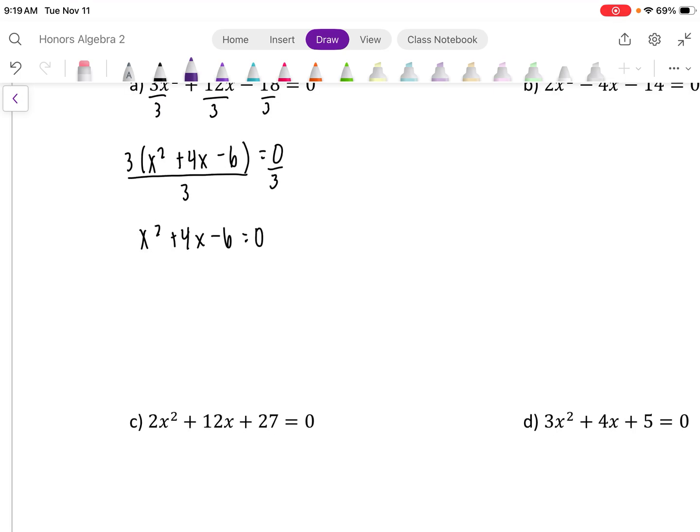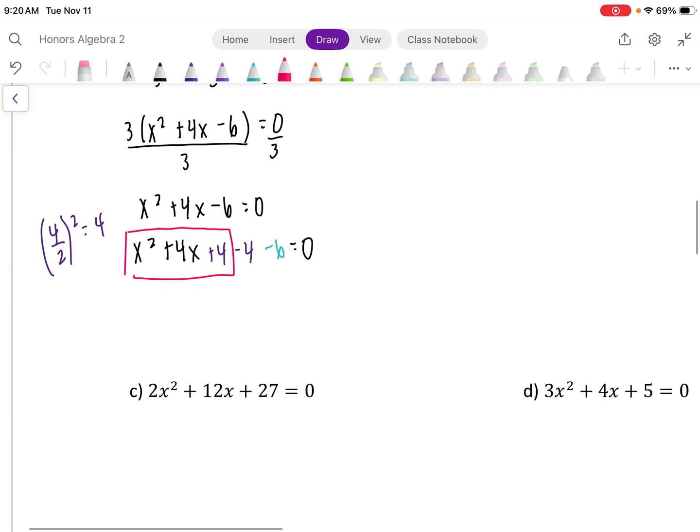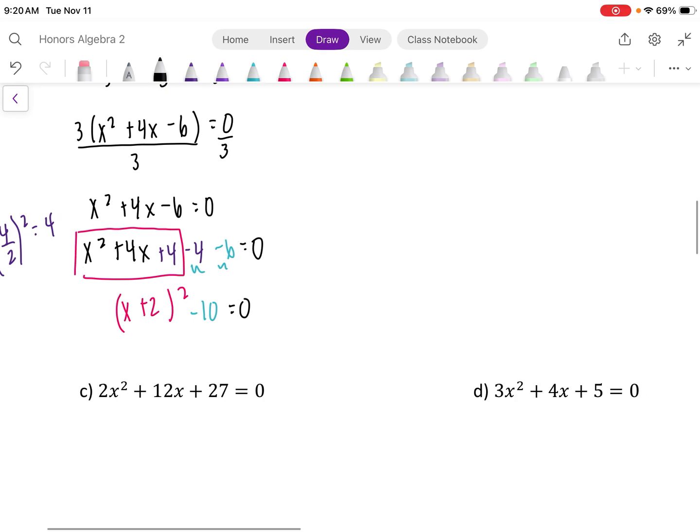by completing the square. So half of b, so 4 divided by 2 squared is 2 squared, which is 4. So you want to add and subtract 4. So you have x squared plus 4x plus 4 minus 4 minus that 6 equals 0. Here is that pink box again. So what does that factor to? Well, that factors to x plus 2 squared. Combine these, we have minus 10 equals 0.